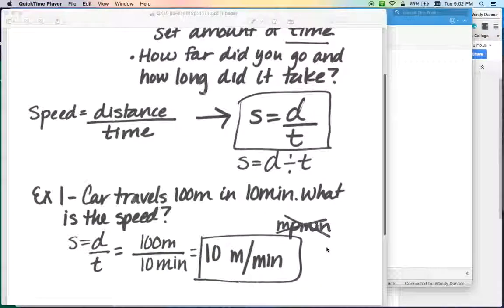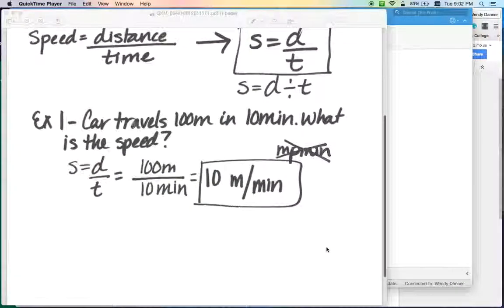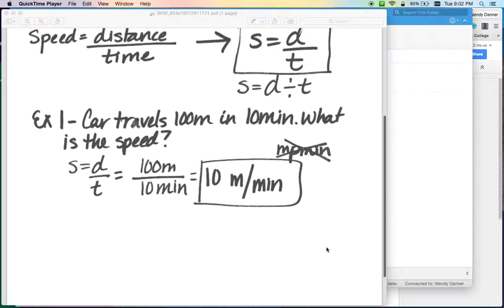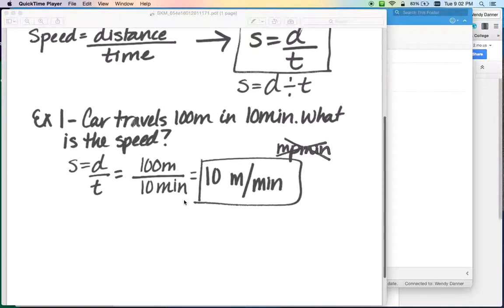Now typically you're going to see these types of questions where you have to pull your information from a graph or a data table or a word problem. Very rarely will you see it written where S equals a number, D equals a number, whatever. Okay, so if you look at this example right here, we have a car travels 100 meters in 10 minutes.